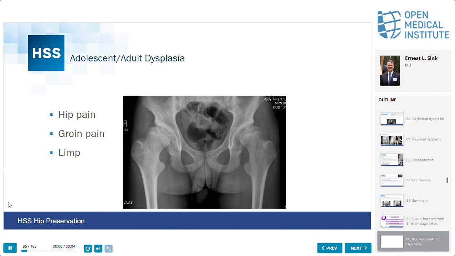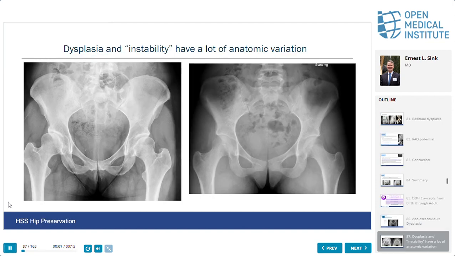So I just have a few minutes where I'll talk about adolescent hip dysplasia. We won't get into necessarily the PAO, but we'll get into the diagnosis, which I think is important, especially for those that do sports medicine. So dysplasia and instability have a lot of anatomic variation. We use the word instability now, but it's not like the hip is coming out.